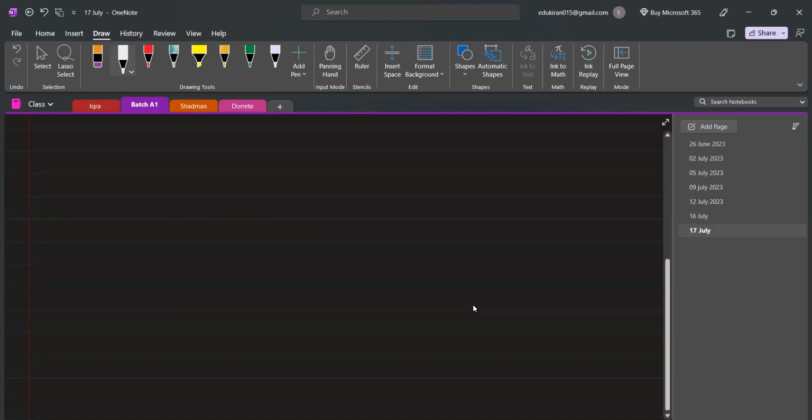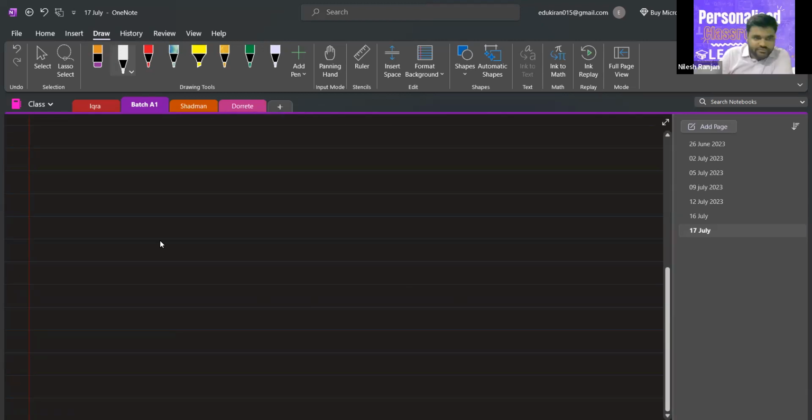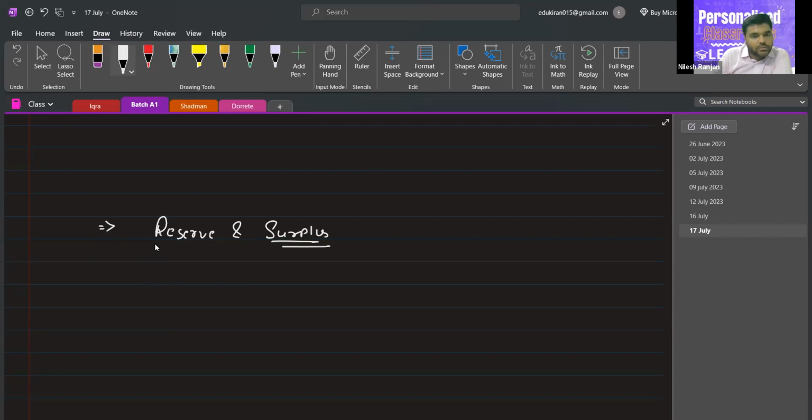Now there are different types of reserve. I'm giving you one or two examples. In reserve and surplus, there are two names you can see: reserve and surplus. Surplus means the profit. So generally we take the balance of the statement of profit and loss.